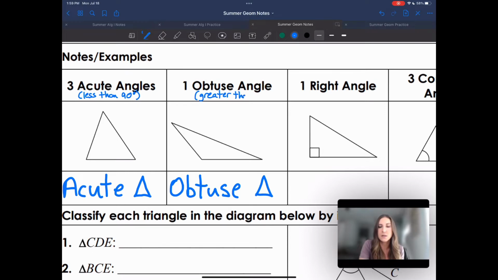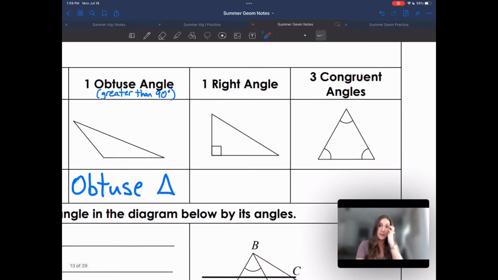Greater than 90 degrees. And if you think about it, there's no way you could actually have three obtuse angles in a triangle. You could try to draw one, but it's not possible. So an obtuse triangle, don't get tripped up here, because it does have two acute angles, but it doesn't have three of them. So it's not an acute triangle. All it has to have is just one really big angle, one that's greater than 90, for it to be classified as an obtuse triangle.